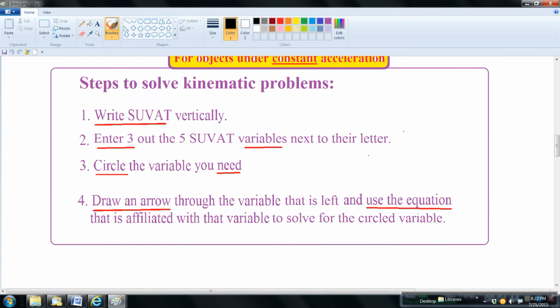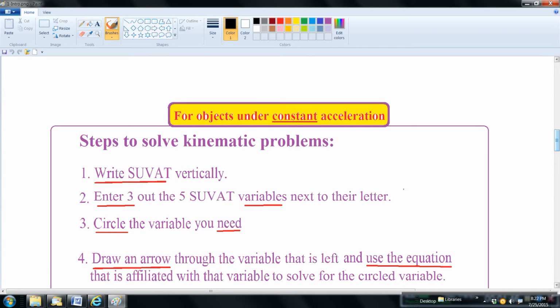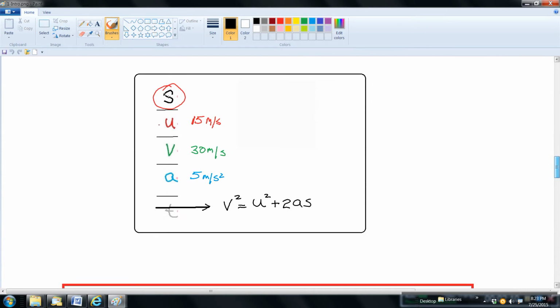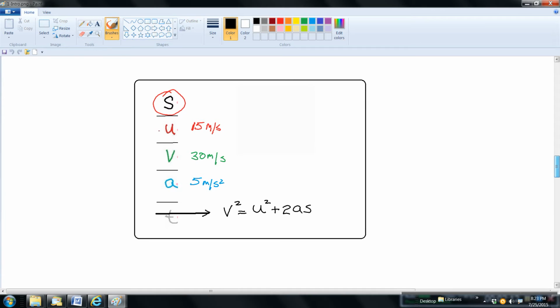Just want to remind you that the SUVAT method is a simple systematic approach that's 4 steps. 1, you write SUVAT vertically. 2, you enter 3 out of the 5 SUVAT variables next to their letter. Circle the variable you need is step 3. And step 4 is draw an arrow through the variable that's left and use the equation that's affiliated with that variable to solve for the circled variable, or unknown. So you'll have something that'll look something like that, not exactly, but you're going to have at least 3 out of the 5 bits of data and an equation that is going to be easily found through this method.